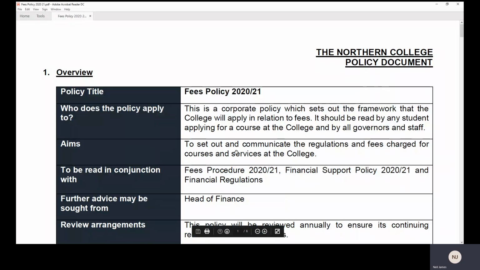So I'll take you through the fees policy first, briefly. It's a document that is designed to direct students and staff in terms of college policy around fees. The aim of the policy is to set out and communicate the regulations and fees that we're charging for courses and services at the college this year.